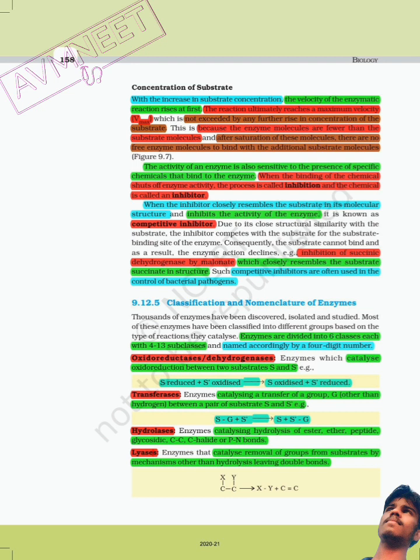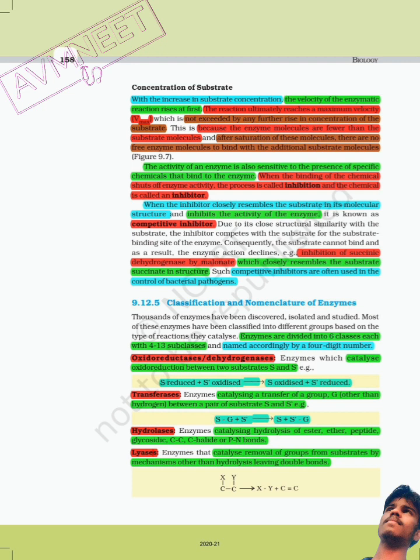The activity of an enzyme is also sensitive to the presence of specific chemicals that bind to the enzyme. When the binding of the chemical shuts off enzyme activity, the process is called inhibition, and the chemical is called an inhibitor.